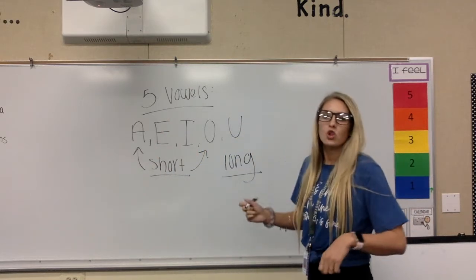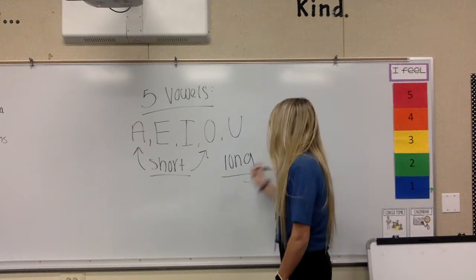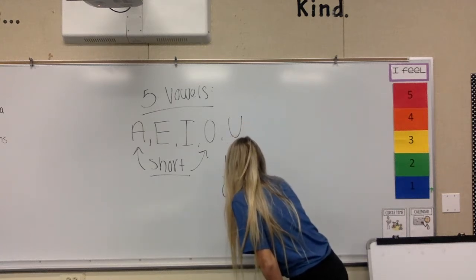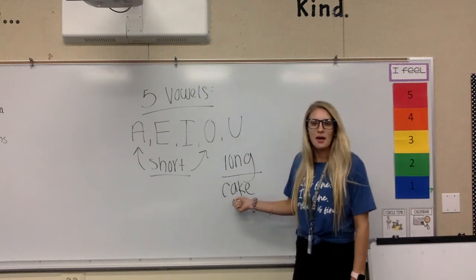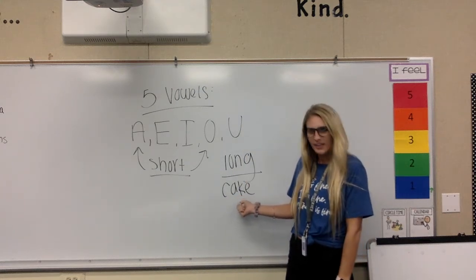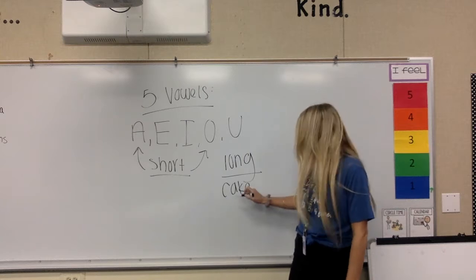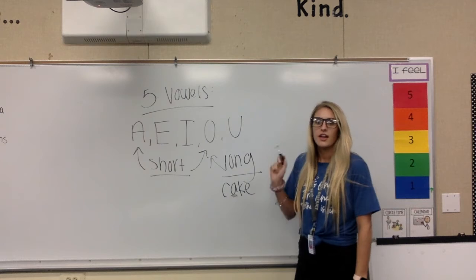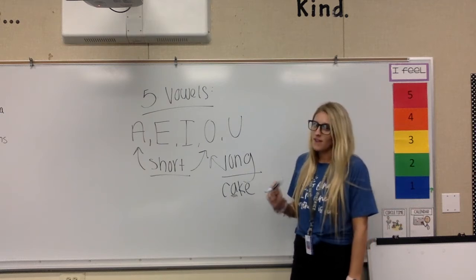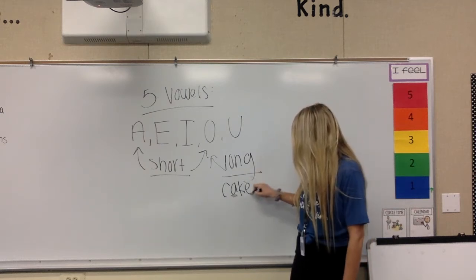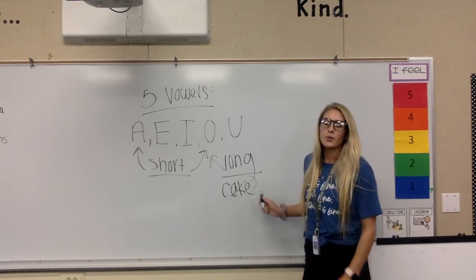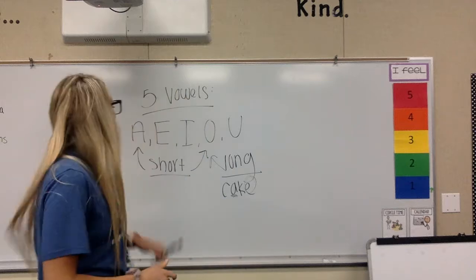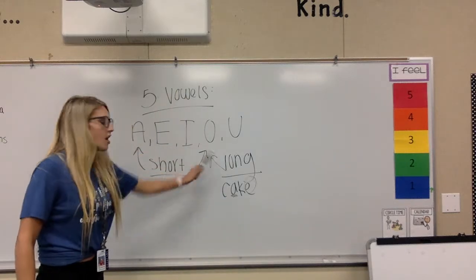So an example of a long vowel sound is cake. Now when you look at this word, it doesn't spell cack, right? This is cake. This A is a long vowel sound. And the reason why it makes a long vowel sound is because of this special letter right here. This is what we call our magic letters. And our magic letters help our vowels make the long sound.